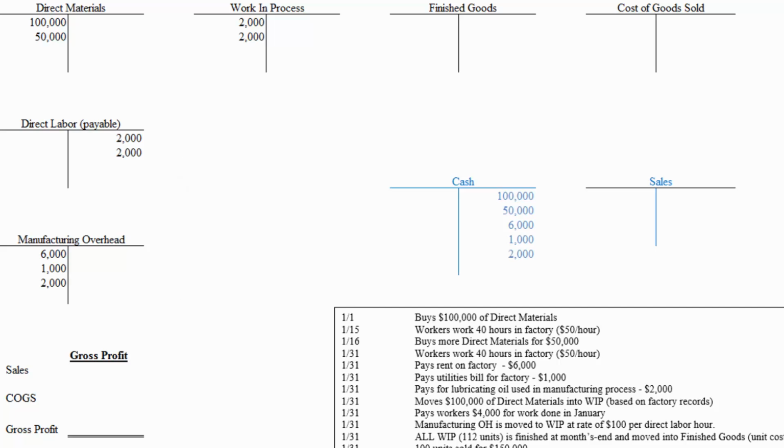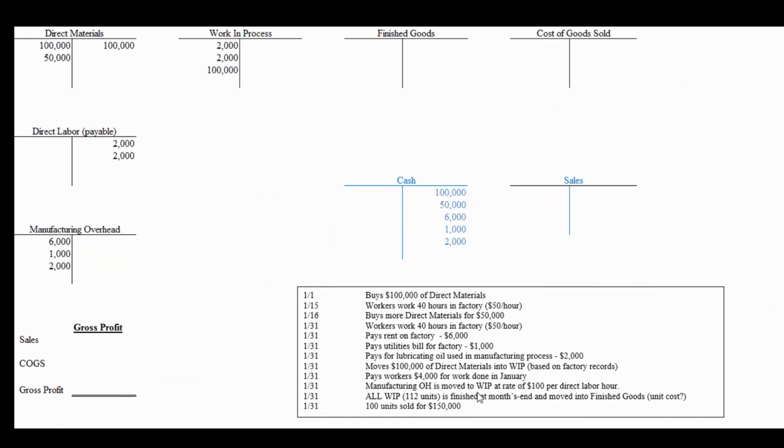Then we check with the guy who's in charge of direct materials, and he tells us that workers signed out $100,000 of direct materials. So during the month of January, we took $100,000 out of direct materials and moved it into work in process. The next thing it tells us is that we paid our workers. We owed them $4,000, so let's pay them $4,000.